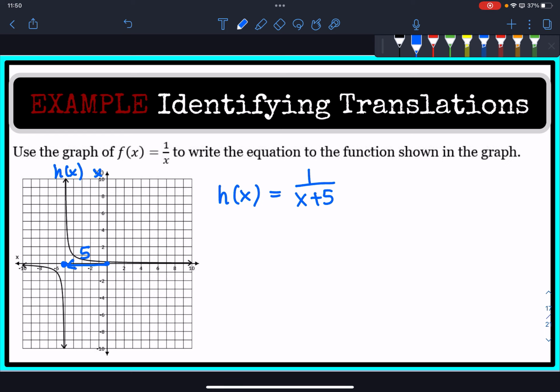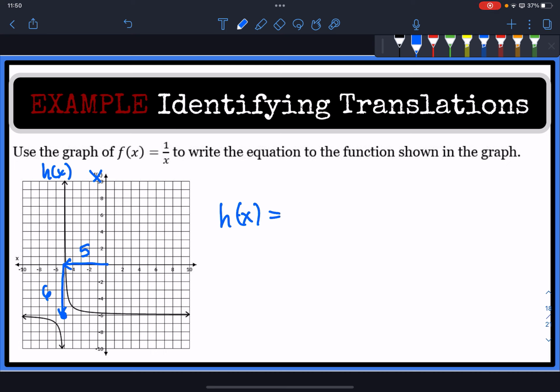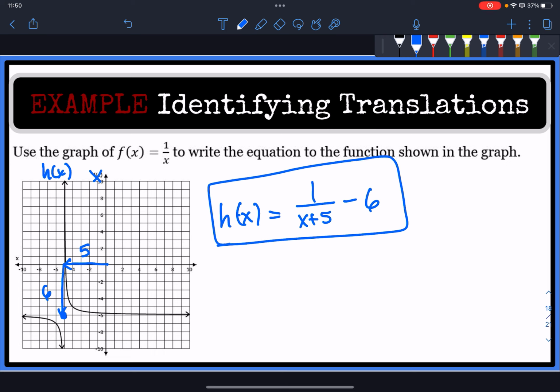Now if I slide it to the left and also down, so you see where this point is right there, that's the focal point that was originally at the origin. If I slide this point 5 units to the left and 6 units down, then the function h of x is going to look like this. We're still going to have the x plus 5 in the denominator to shift it horizontally 5 units to the left, and to move it down 6, we're going to subtract 6 from that function. And this is what the equation will look like for this graph.